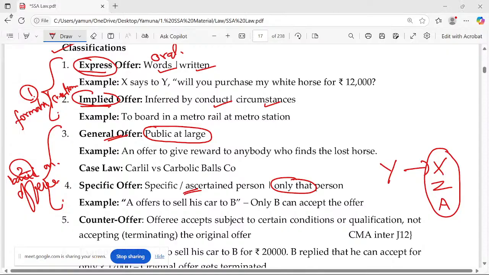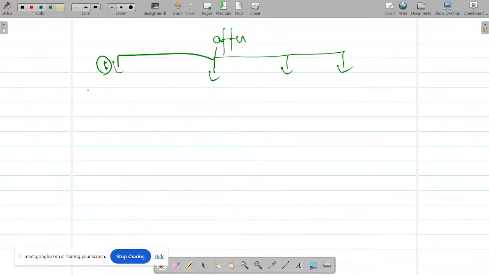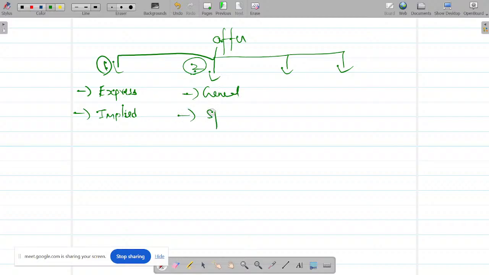Okay. So let me write it over here. What's the first classification? Express offer. Then second is implied offer. Then second major classification, based on the nature of the offeree, you can call the offer a general offer or a specific offer. Okay. Let me go for the third category.